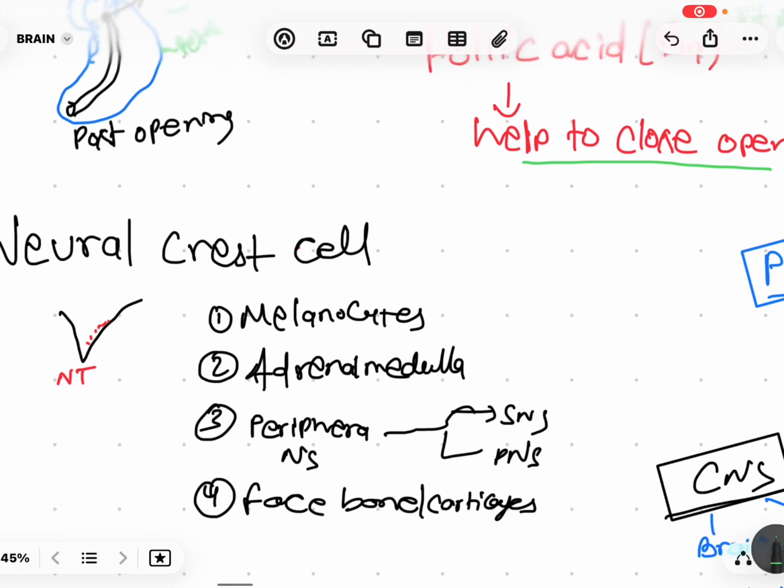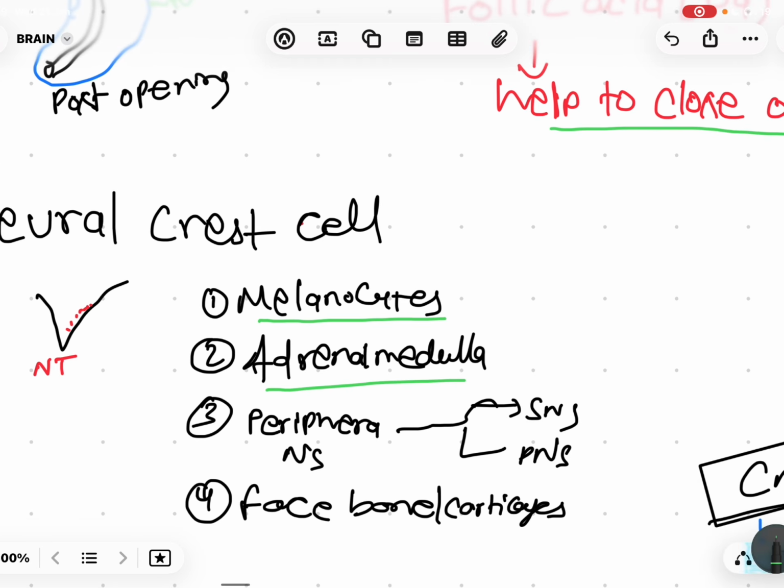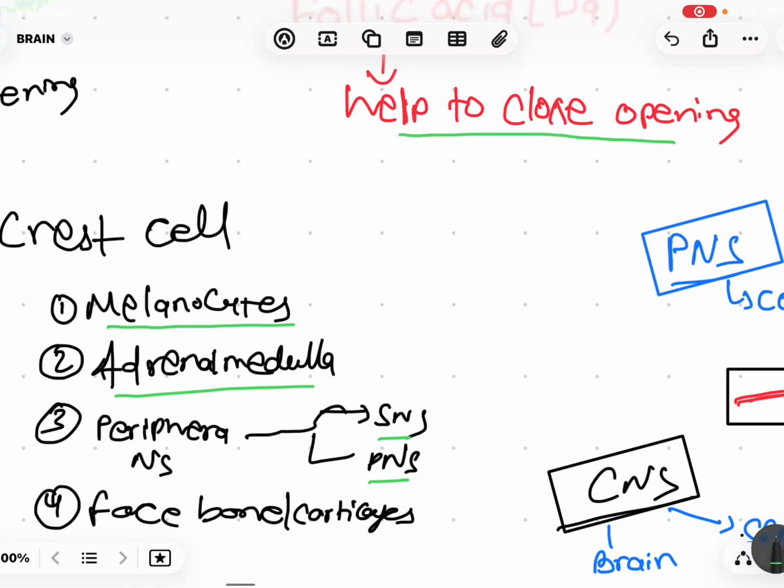Let me show you about neural crest cells. Neural crest cells help in generating melanocytes, adrenal medulla, and the peripheral nervous system, including the sympathetic and parasympathetic nervous systems. They are also present in the face, developing facial bone and cartilage.